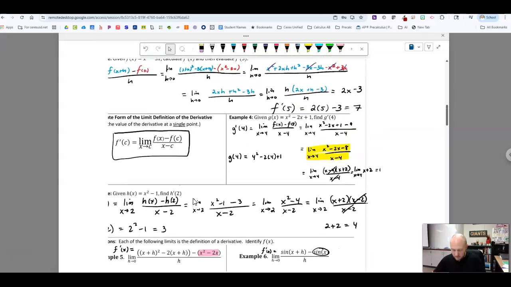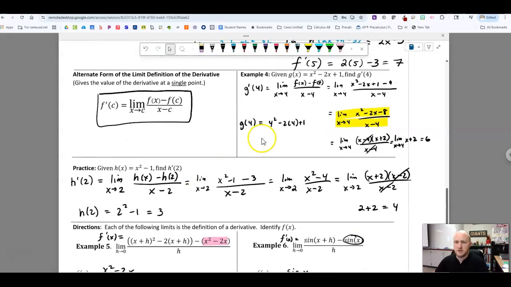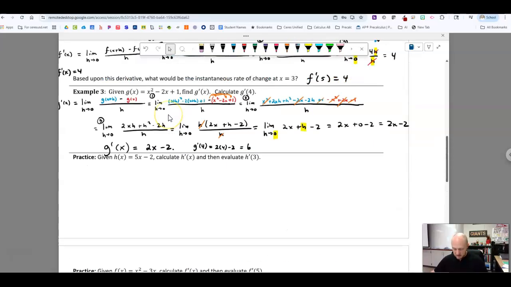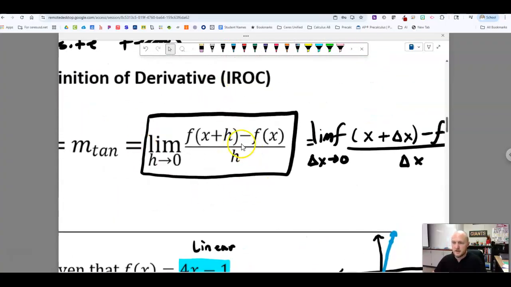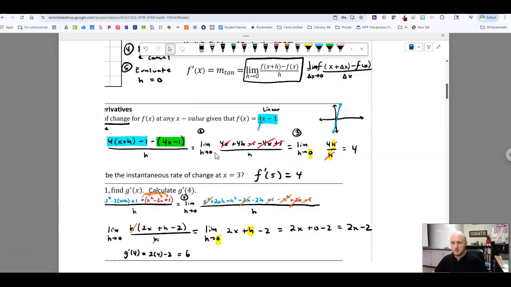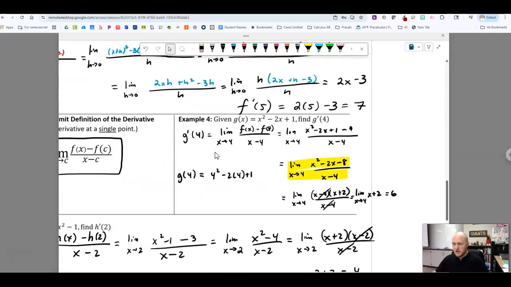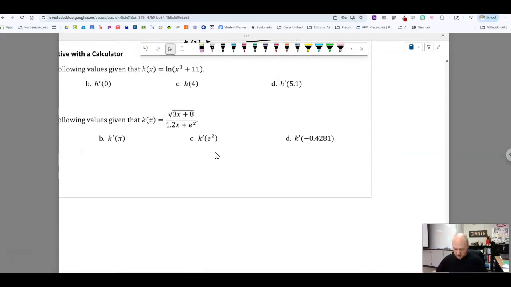Okay, so one thing that we covered in this video, the alternate form of the limit definition. So you need to be familiar with this format in addition to the limit definition derivative, which is right here. Okay, and we'll talk about in the future how we use those. Now let's go to technology.